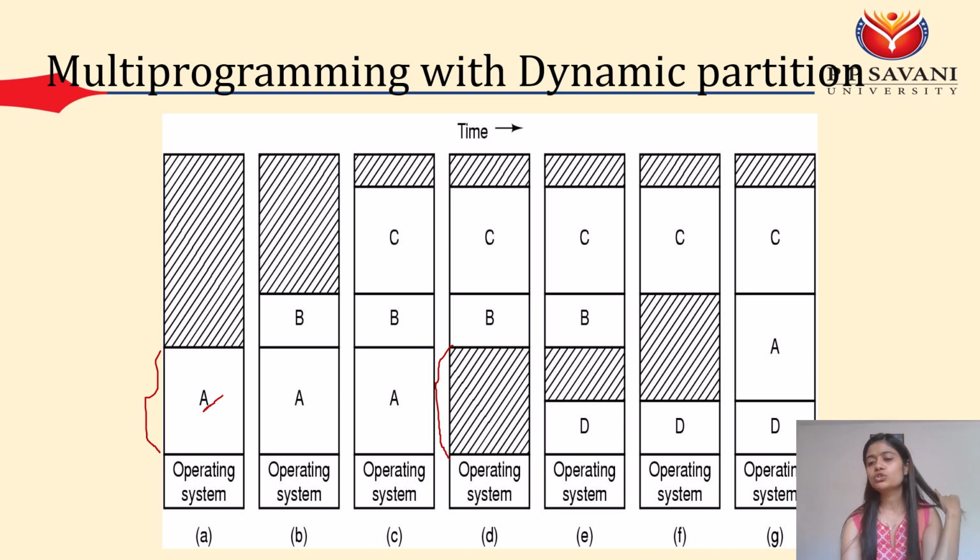And if D comes into the picture, based on the size of D, we are going to allocate memory in the main memory. So the operating system will check whether I have sufficient contiguous memory available for the process or not. If yes, then it is going to be allocated. If no, then that process is going to be put into the waiting queue.